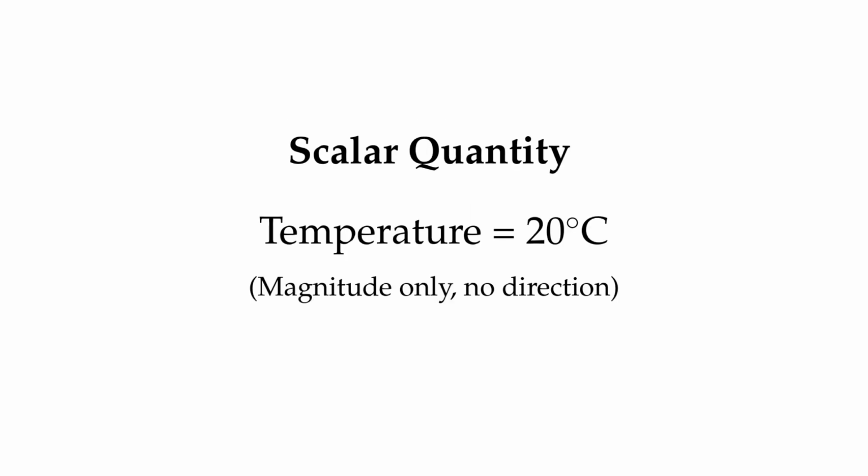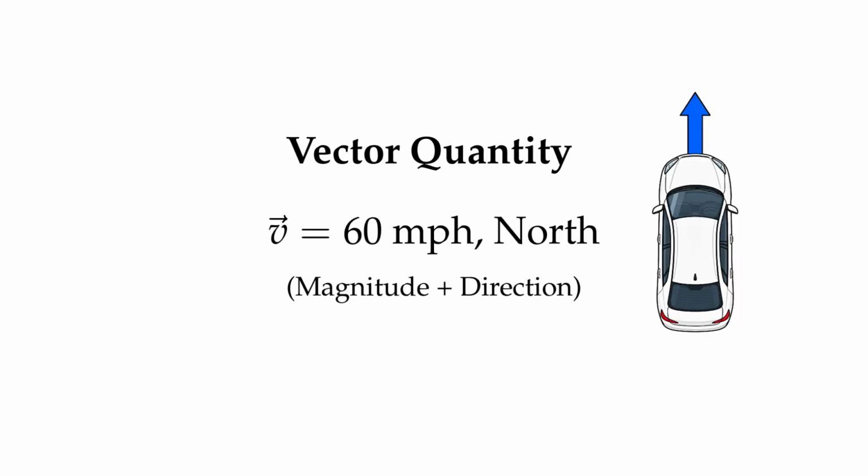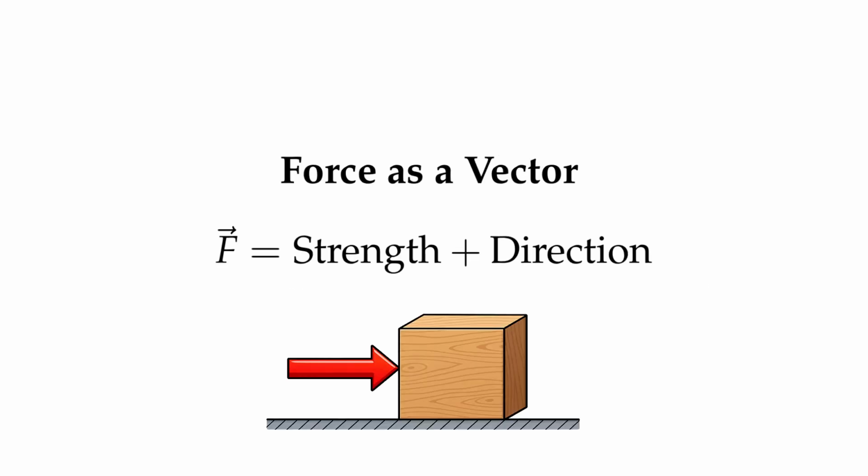To see why direction matters, think about the temperature of a room. It might be 20 degrees Celsius, but it doesn't point anywhere. That is a scalar. But if you are driving a car at 60 miles per hour facing straight north, that is a vector. You need both speed and heading to get the full picture, which we call velocity. The same goes for force. Pushing a block requires a certain amount of effort, and crucially, a specific direction to move it where you want.